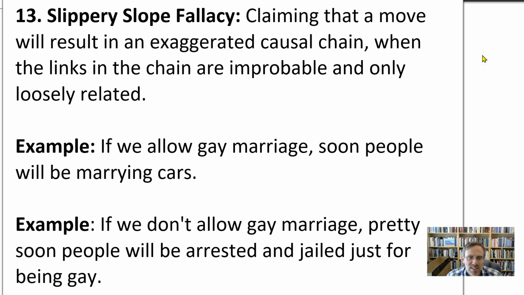The slippery slope fallacy is another kind of false cause fallacy where someone claims that a move in one direction will result in an exaggerated causal chain, but in reality the links in that chain are improbable and only loosely related. Here's an example. Someone says, if we allow gay marriage, soon people will be marrying cars. Or someone else says, if we don't allow gay marriage, pretty soon people will be arrested and jailed just for being gay. Now luckily the Supreme Court has answered the question of the legality of marriage since this time.